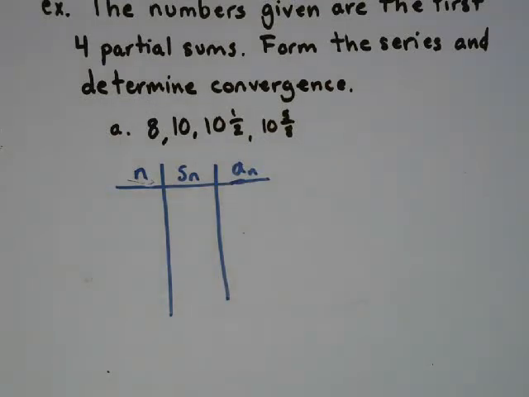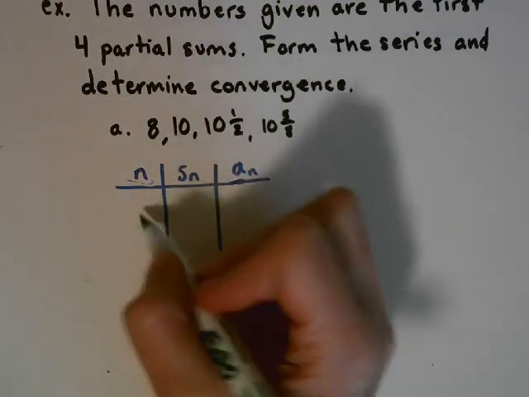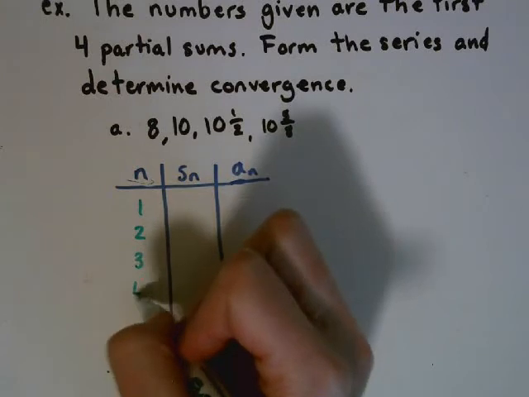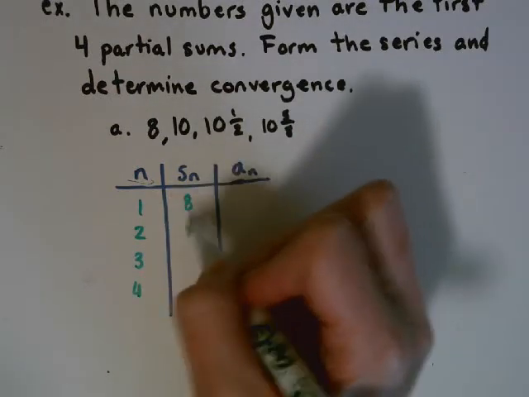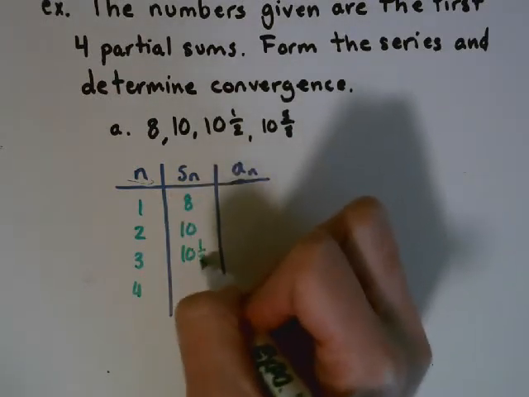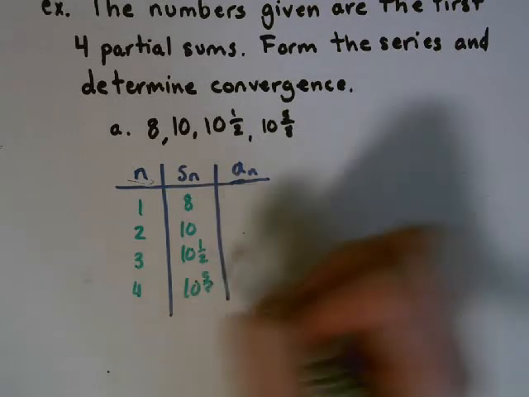So what I'm going to do is create a chart. There's different ways you can do this. This is just a way to organize it. So we've got n equals 1, 2, 3, 4. The partial sums are 8, 10, 10 and a half, and 10 and 5/8.